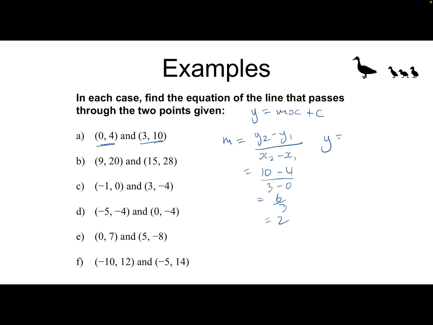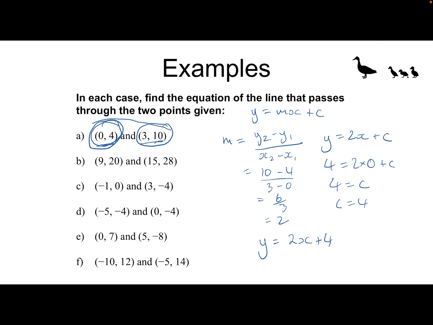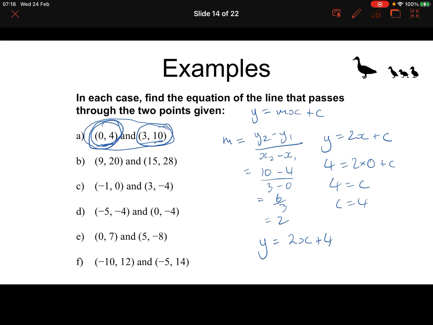So now we know my equation is y equals 2x plus c. How do I find out the c? Substitute in a point. And it doesn't matter which point you choose, it will give you the same answer. So I can choose this point, or I can choose this point. I'm going to choose this one because it's just easier. X is 0, makes it nice and easy. Because I'll end up with y is 4, x is 0, so c is equal to 4. So now I know the answer. Y is equal to 2x plus 4. That is the equation of the line that passes through those 2 points.